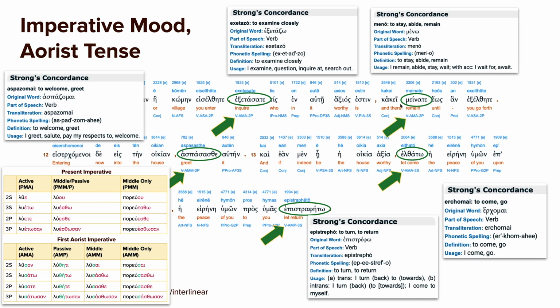All right, in these verses we have aorist imperatives. So in fact, they're all aorist imperatives, and we have one passive, three active, and one middle. So this is a good selection.